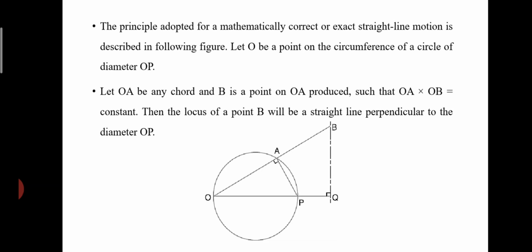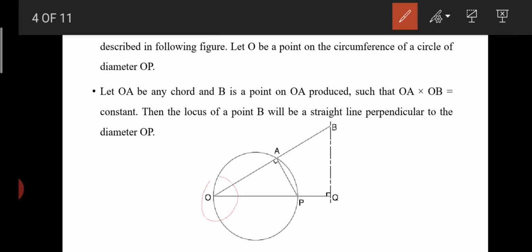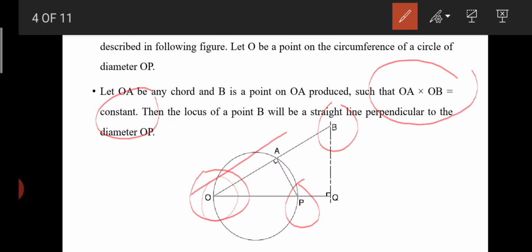Let O be a point on the circumference of a circle of diameter OP. Let OA be any chord and B a point on OA produced such that OA into OB is equal to constant. Then the locus of point B will be a straight line perpendicular to the diameter OP.